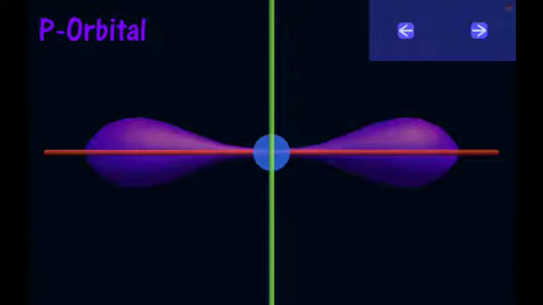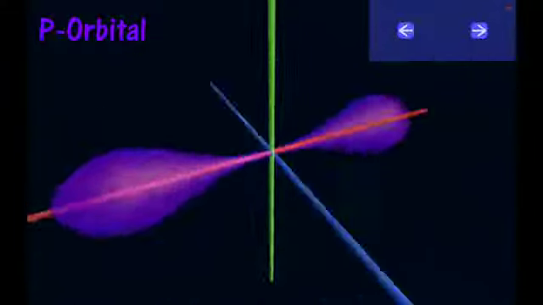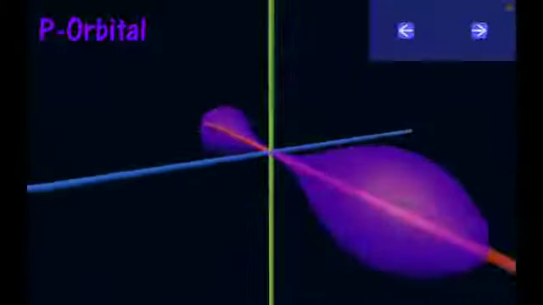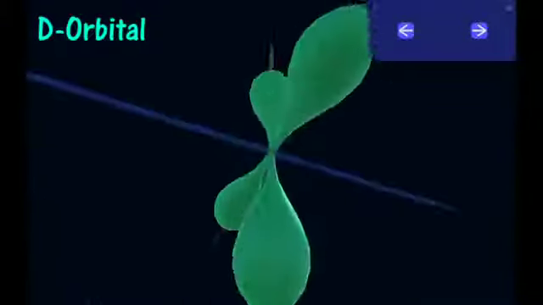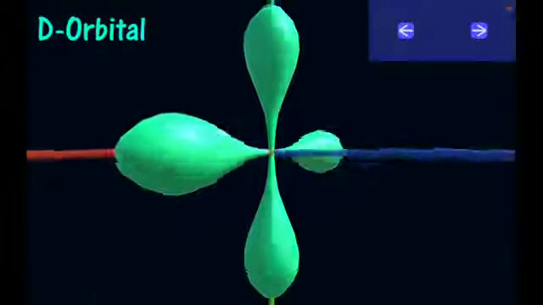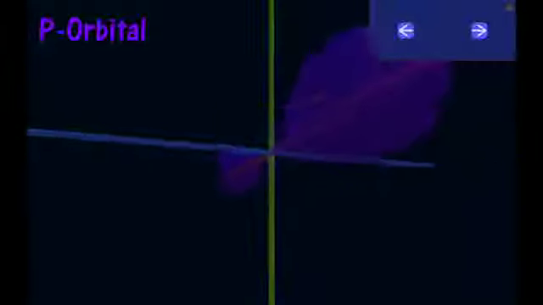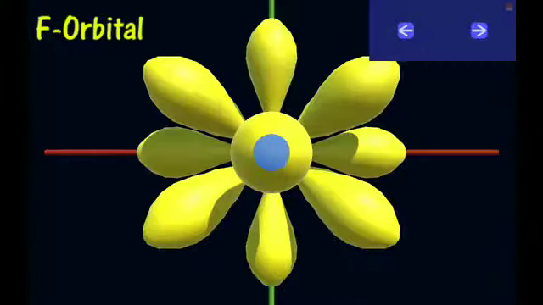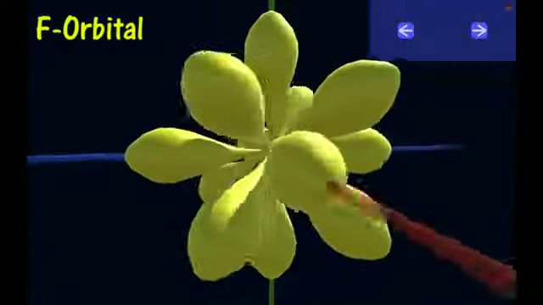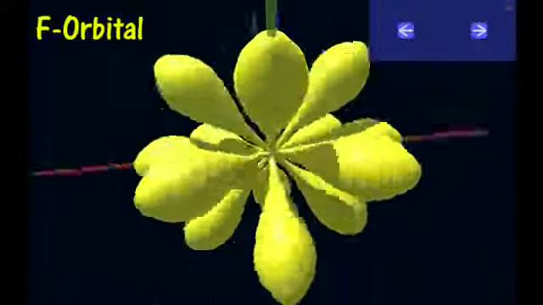Now let's check the p orbital. The p orbital in general looks like this. Now this is the d orbital, which has the double dumbbell shape, while the p orbital has a single dumbbell shape. Now this is the f orbital. It has a very complicated geometry.